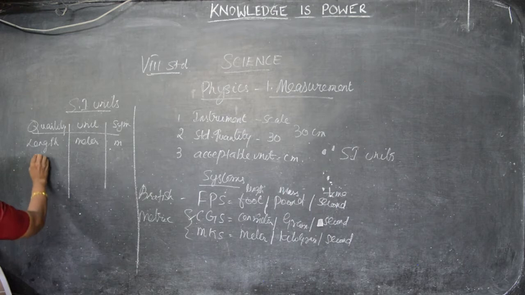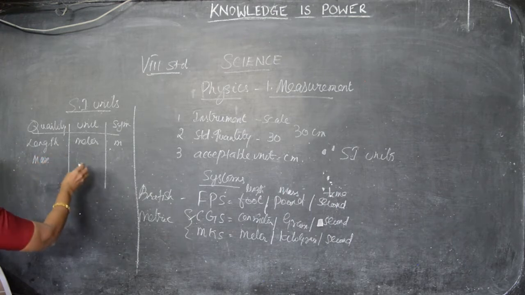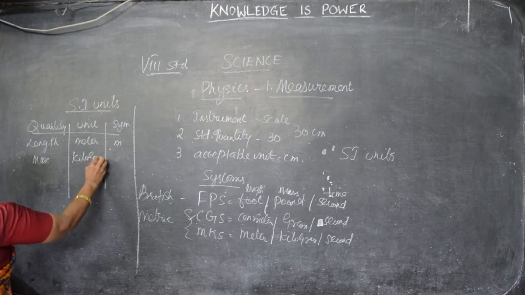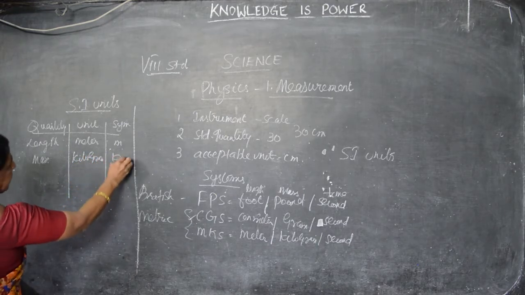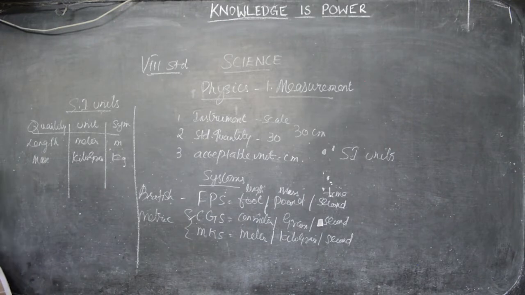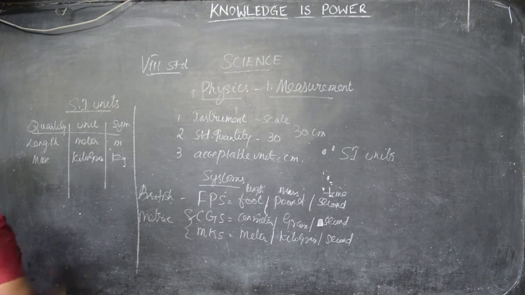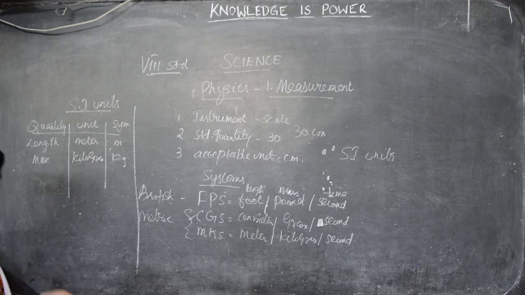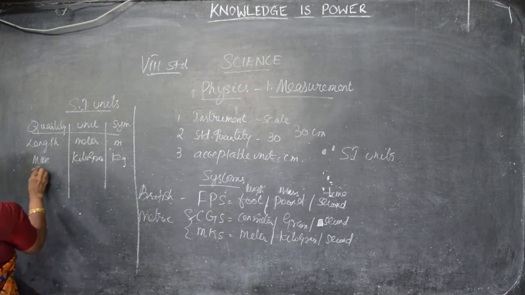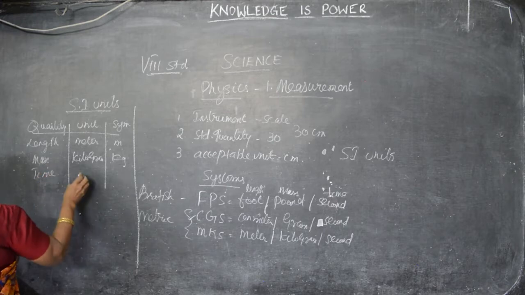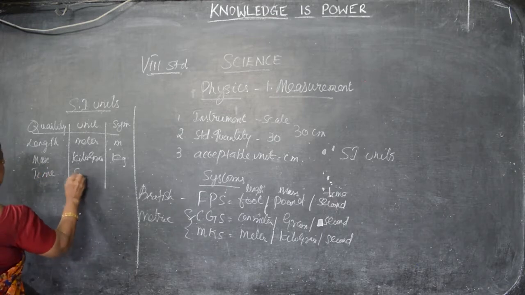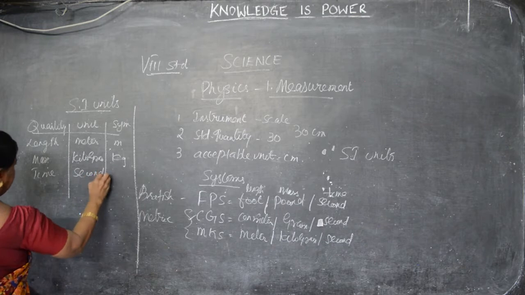Then mass, that is weight, the unit is kilogram, and the symbol is kg. So, for length the unit is meter and the symbol is M. That is a short form symbol, as we have already seen in chemistry. Then mass, kilogram, the symbol is kg. Now, next one is time. The unit is second, and we write S.